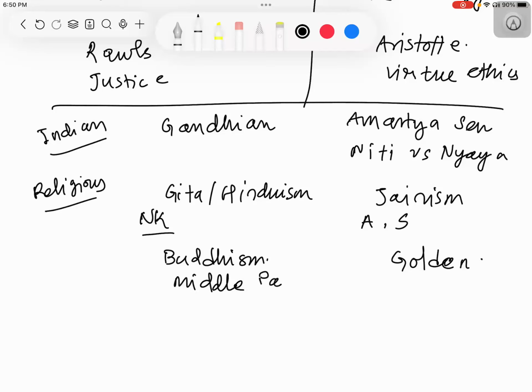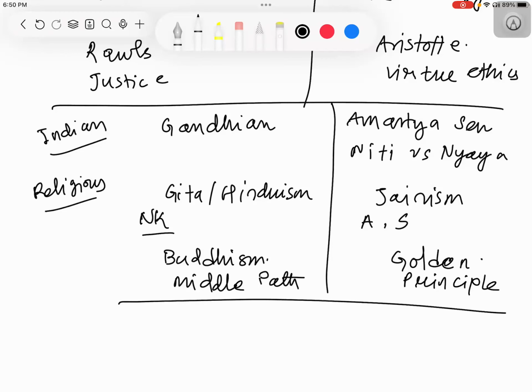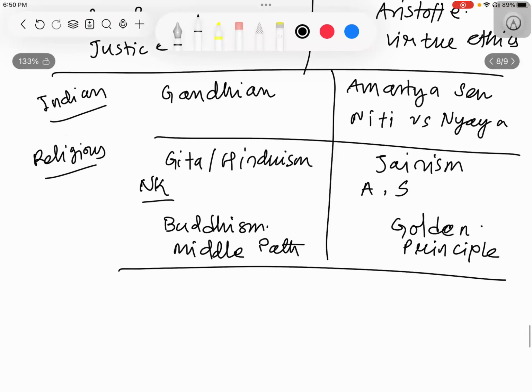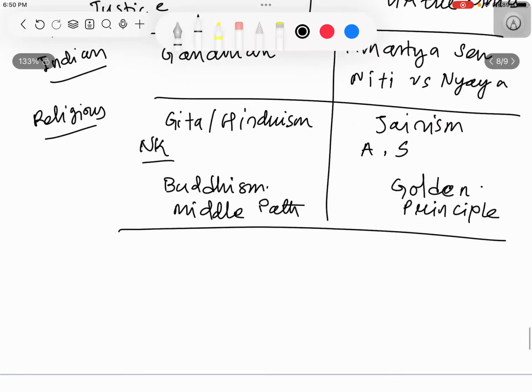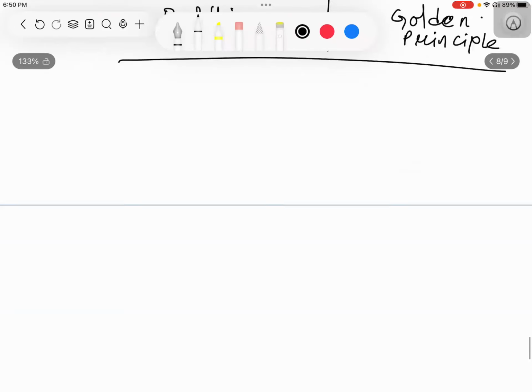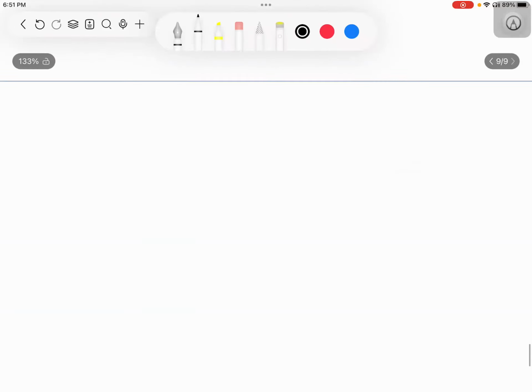And we had also discussed one golden principle or golden rule. What is the golden principle of ethics? You do unto others what you want others to do unto you. Correct. So these are all different dimensions of ethics. Now apart from that, there are some other dimensions also. For example, there is something known as descriptive ethics.